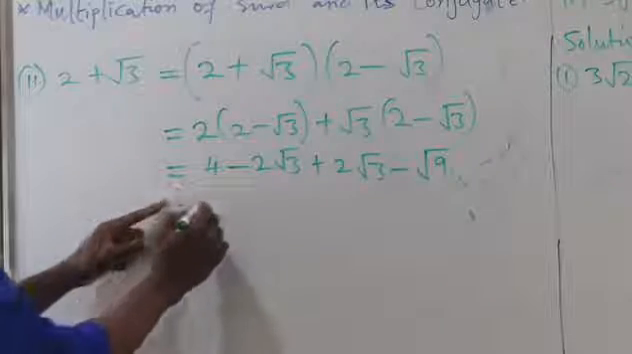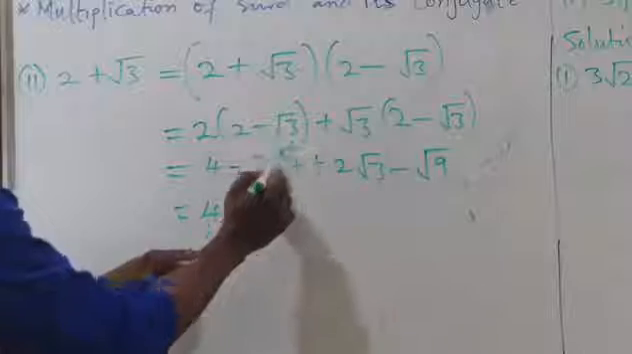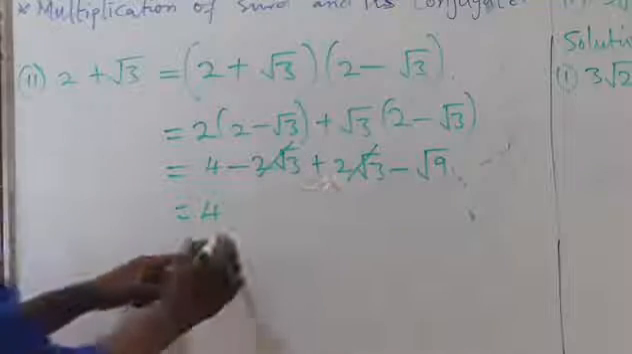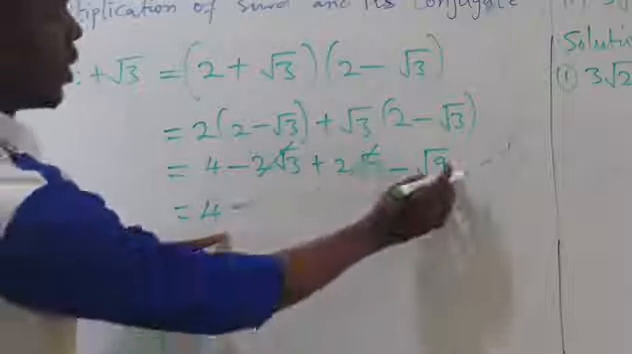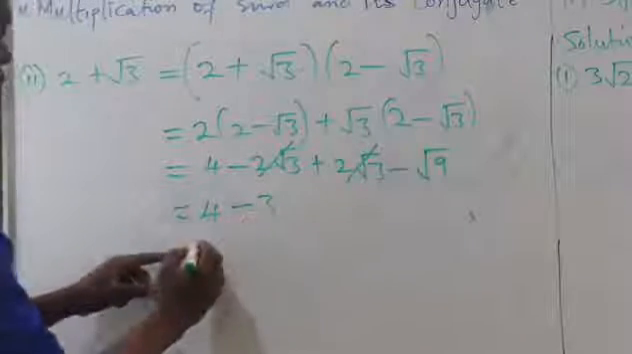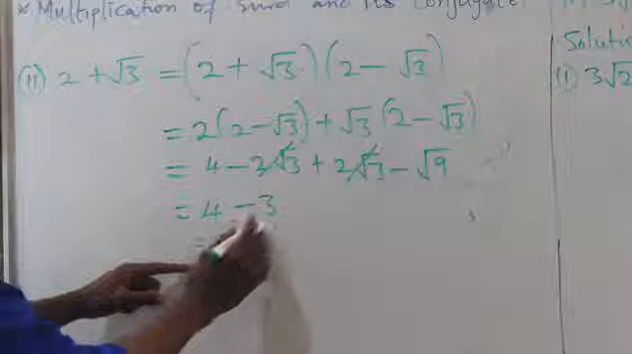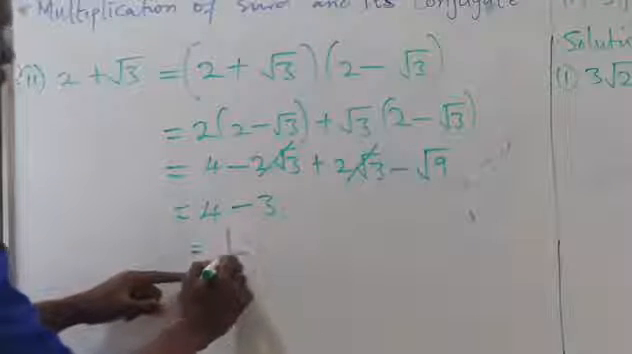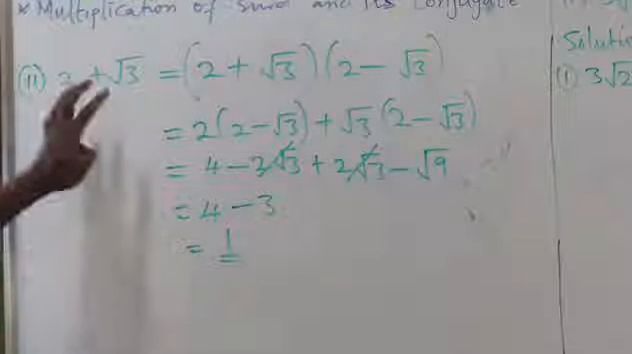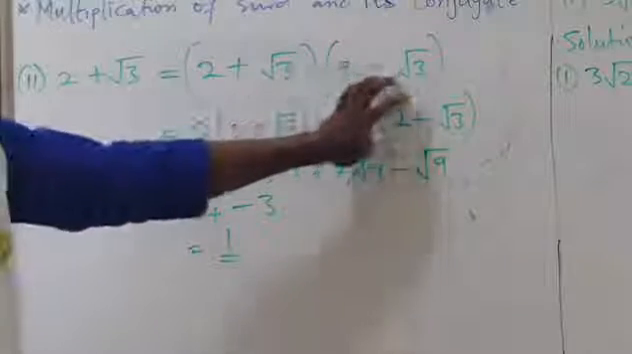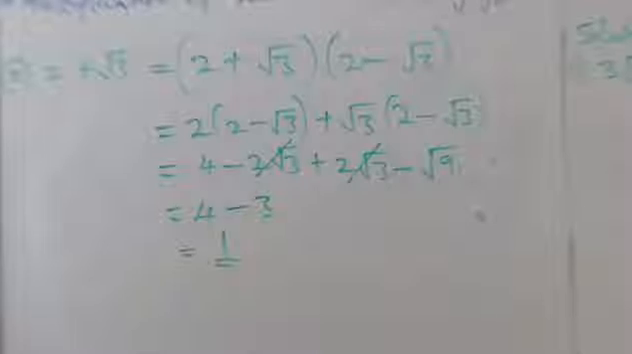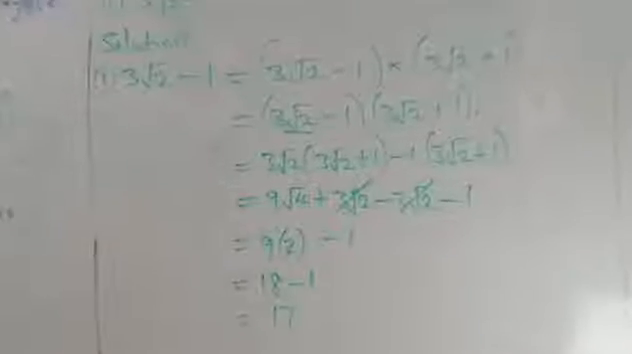So we now have 4 minus 2 root 3 plus 2 root 3, 0. So we are left with 4 minus square root of 9, that is 3. So we now have 4 minus 3, which is 1. So the surd given, which is 2 plus root 3 multiplied by its conjugate, 2 minus root 3, the answer is 1. These are the answers to the given questions.